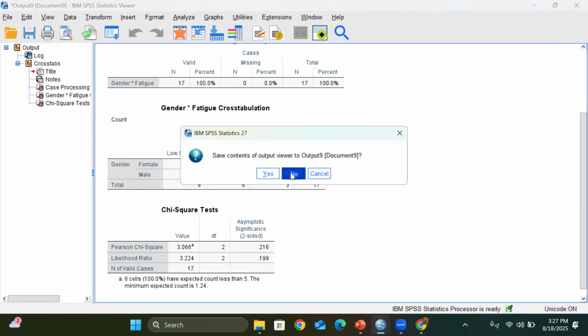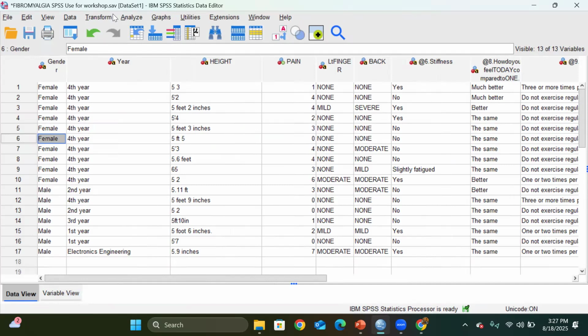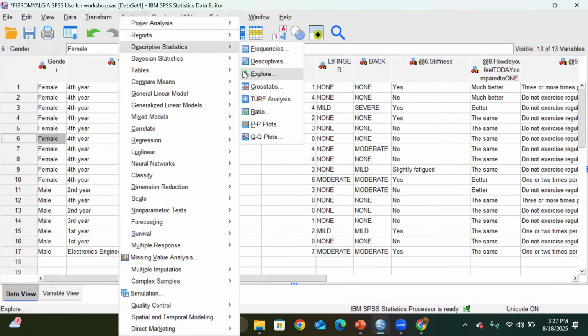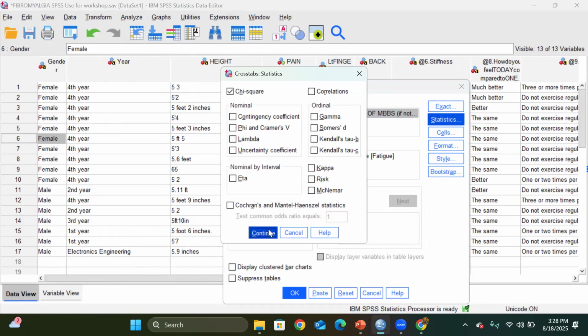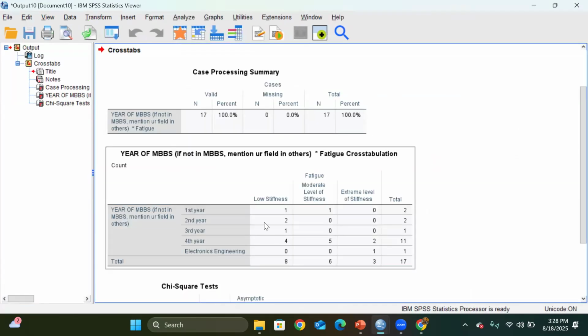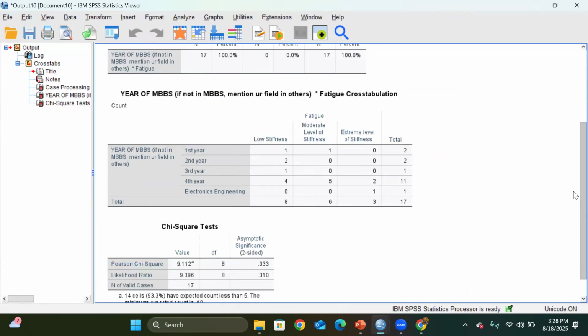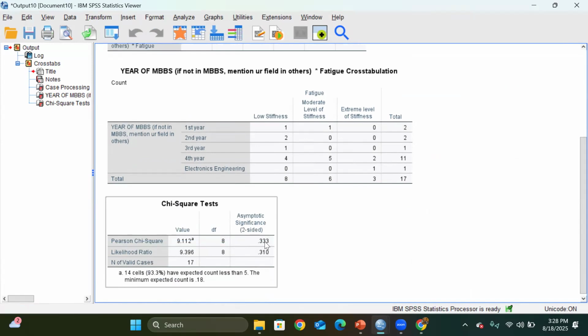Let me take up another example. Analyze, descriptive stats, cross tab, gender, aside from gender, let's take year of MBBS. Statistics, chi-square, continue. Okay. Here we have written again, okay, the chi-square value is again not significant because our sample size is very small. If it was big, we would have seen it better.